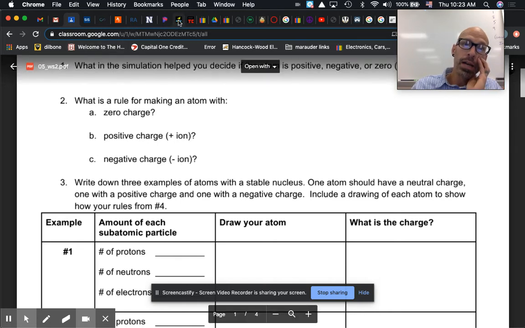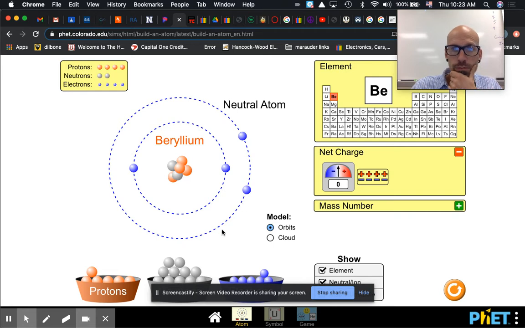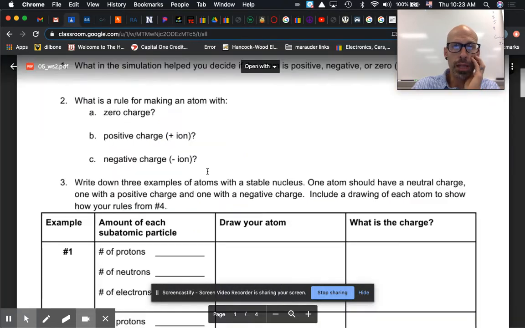So, how do you get a positive charge? Well, I just had one a second ago because I had more what than what? More protons than electrons, which gave me a plus charge. That means if I have more electrons than protons, now I have a minus charge, a negative charge. So hopefully you discovered that and found that out by looking at the simulator.